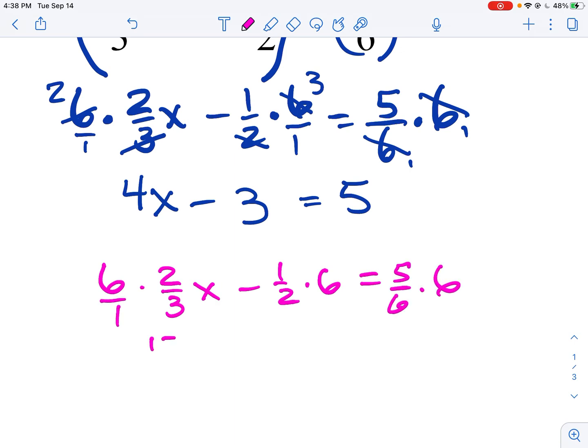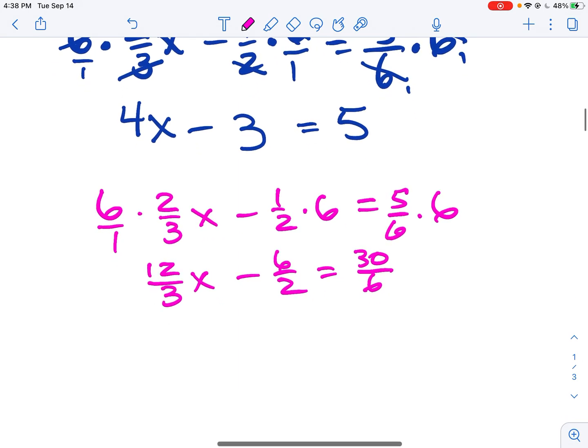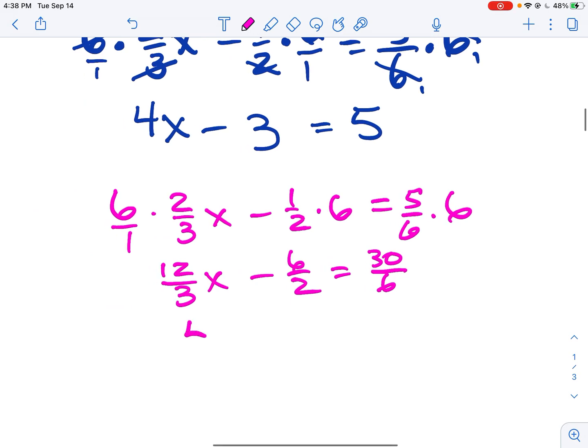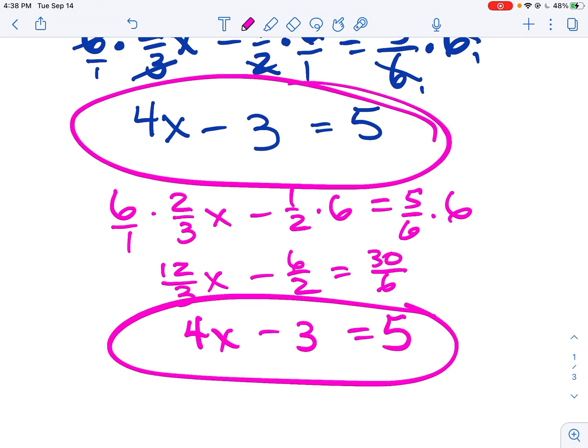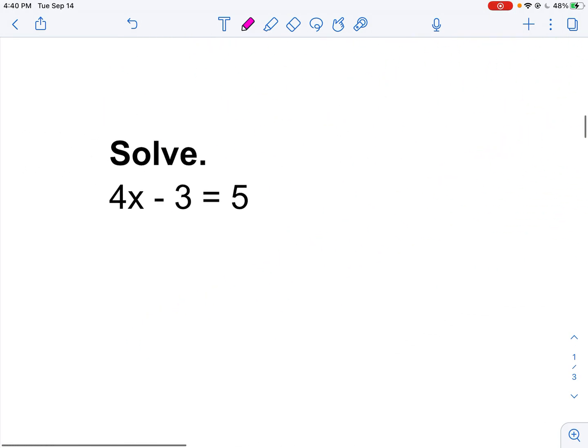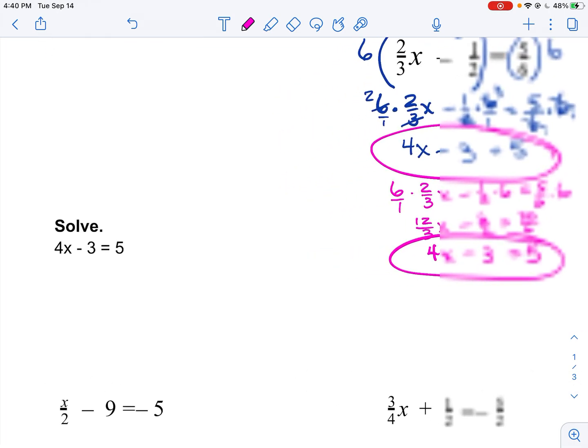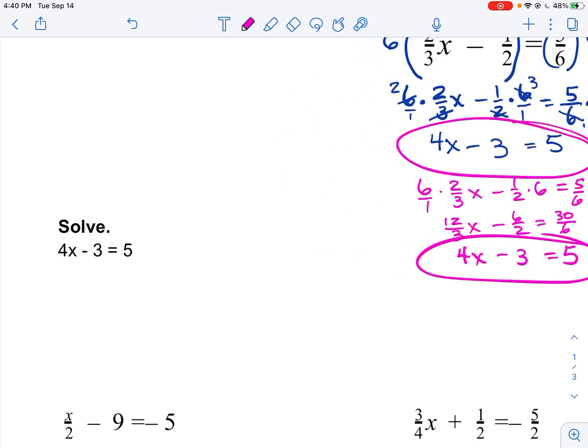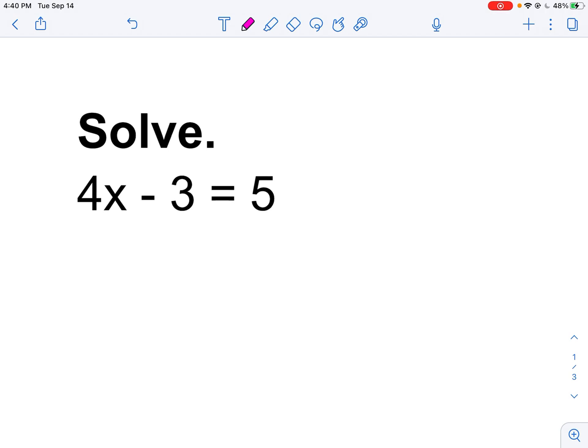So I would multiply across. I'd get 12 over 3x minus 6 over 2 equals 30 over 6. And I would simplify my fractions. 12 divided by 3 is 4. 6 divided by 2 is 3. 30 divided by 6 is 5. They're the exact same equations. All I did was write it over here for you. It's the same thing. And now I just solve this.